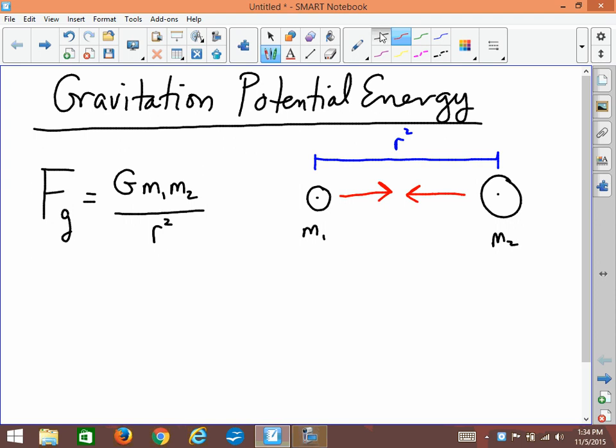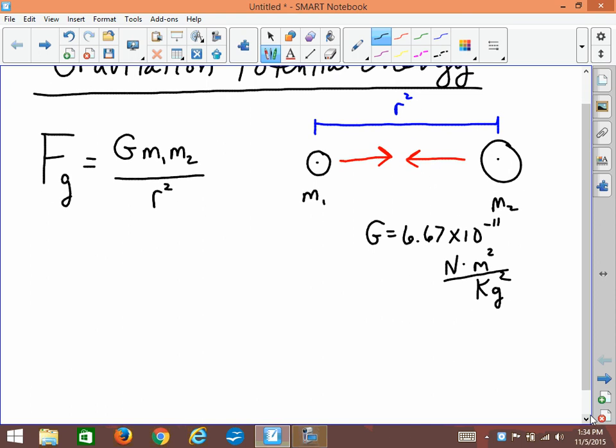And of course our friend G is the universal gravitational constant, 6.67 times 10 to the negative 11. And of course it has weird units in order for everything to work out properly. This constant has units of newton meters squared per kilogram squared. But often we just trust that everybody knows what they're doing, and when those units end up in here, they produce newtons for the force of gravity. And we learned that.